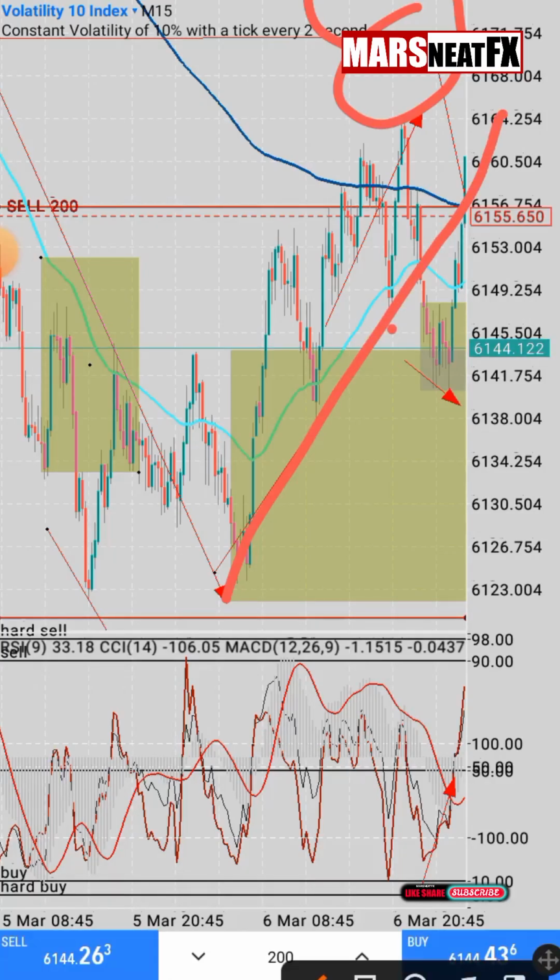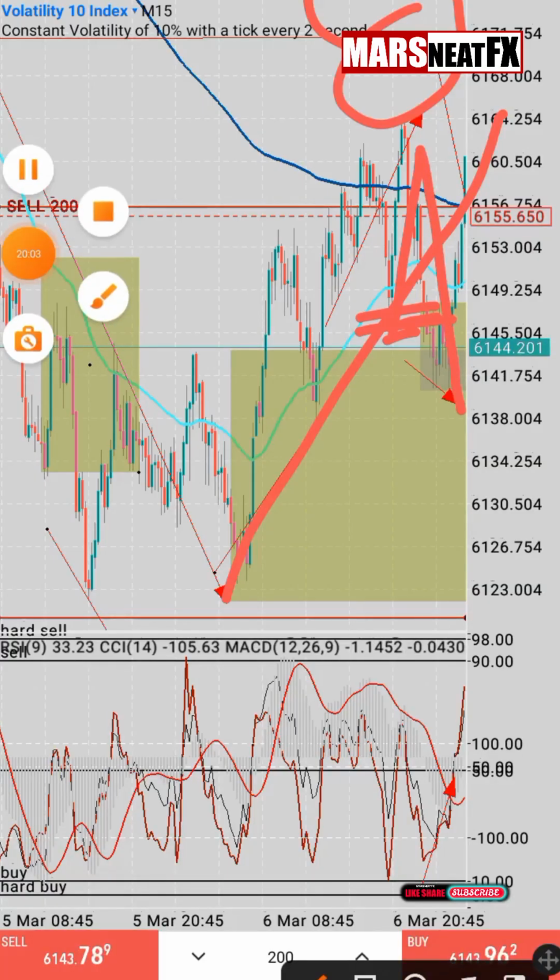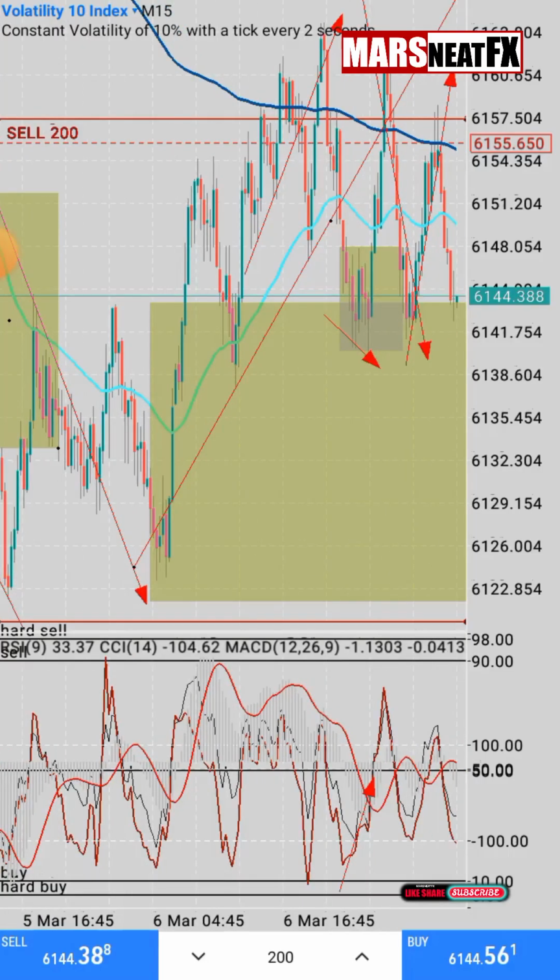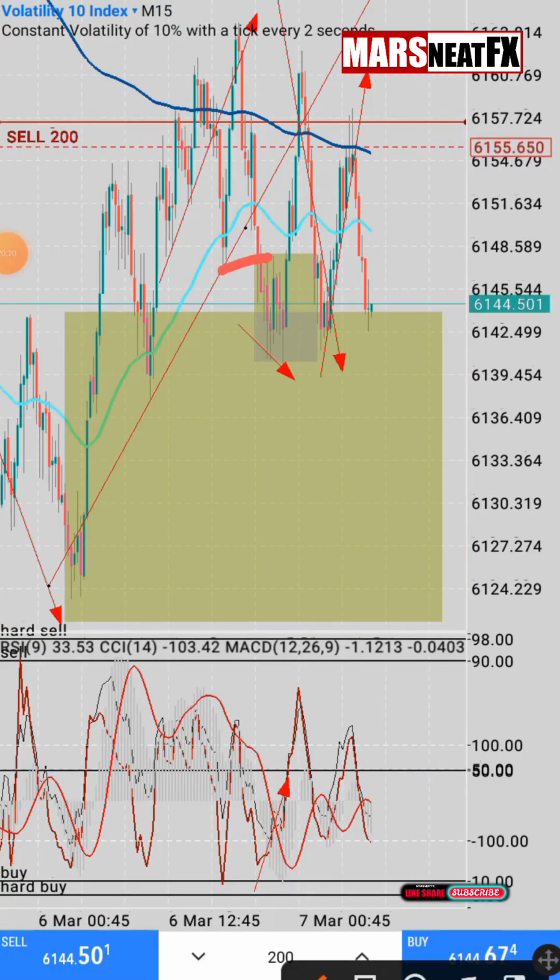And look at the change of character here. The market structure shift, guys. Look at it here with a full body candle closing below. And after this happened, what did you see again? The market, after changing this character and breaking the trend, created this double bottom here.